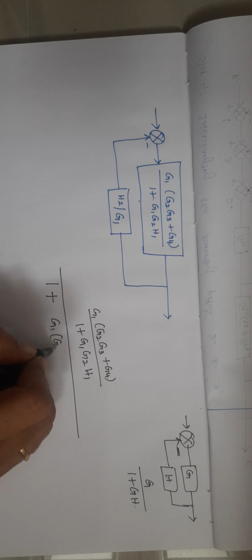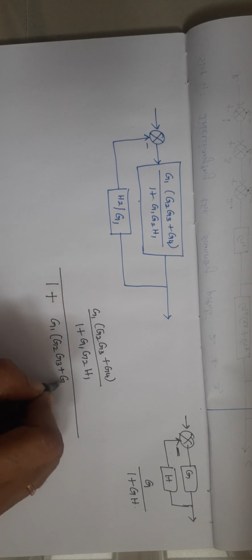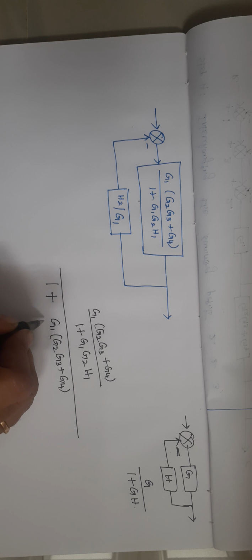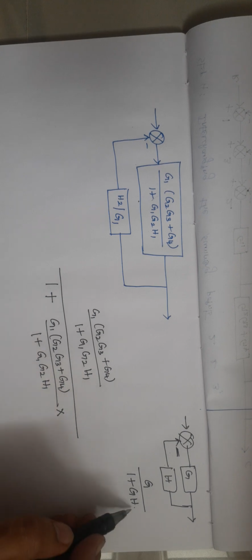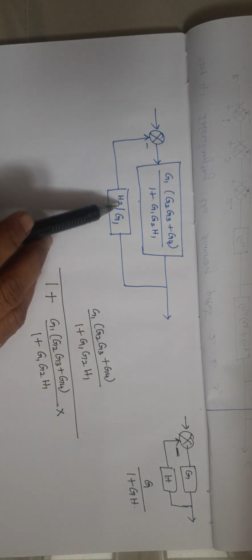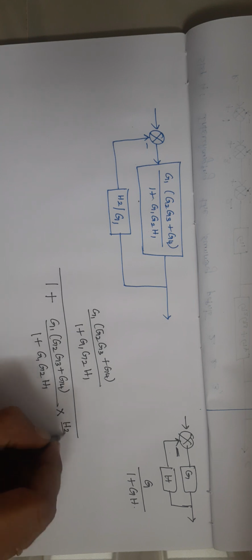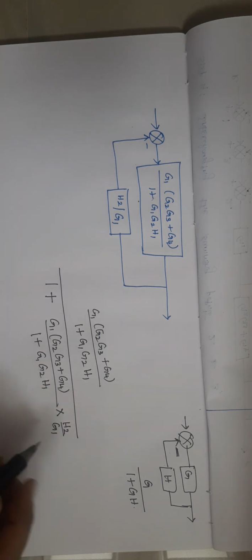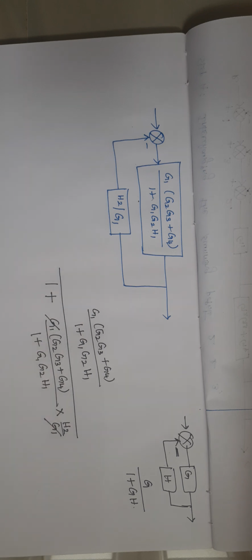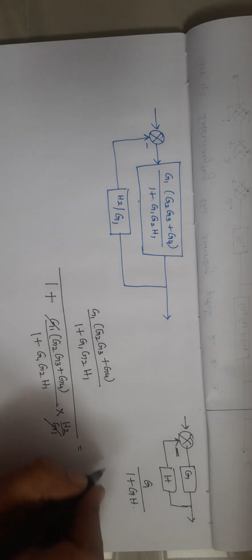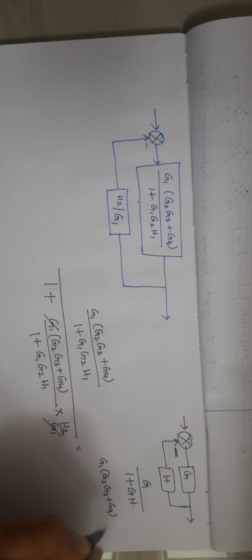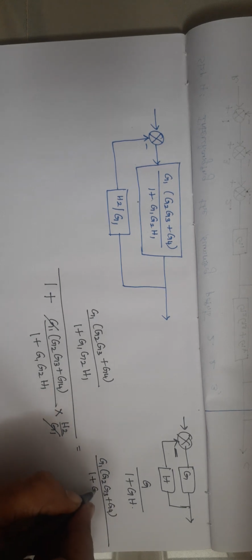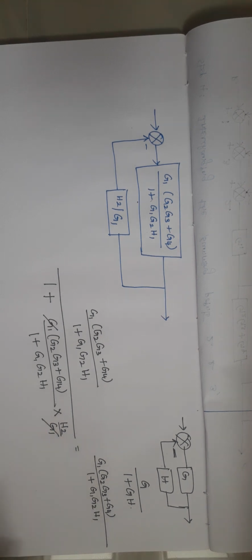So G1 into (G2 G3 plus G4) divided by 1 plus G1 G2 H1 multiplied by H. Here in the place of H, I am having H2 by G1. So just write it as such. So here in this case, this G1 and G1 will get cancelled. So the remaining terms will be G1 into (G2 G3 plus G4) divided by 1 plus G1 G2 H1.